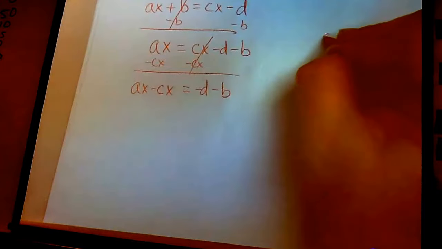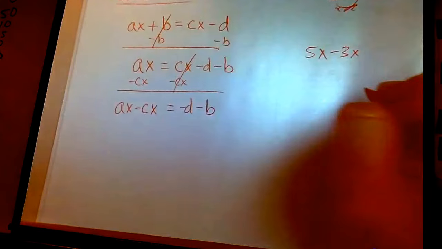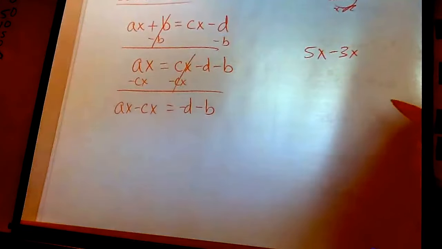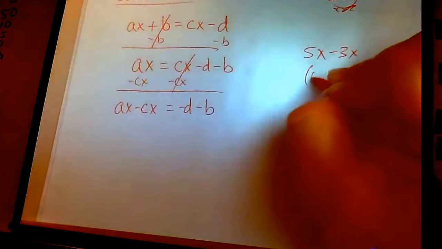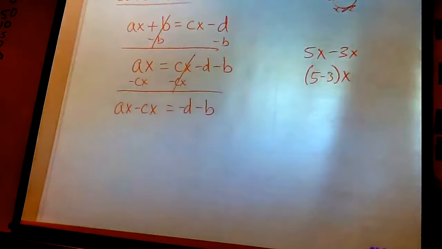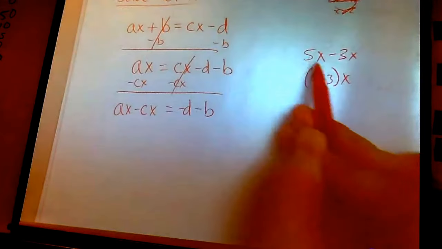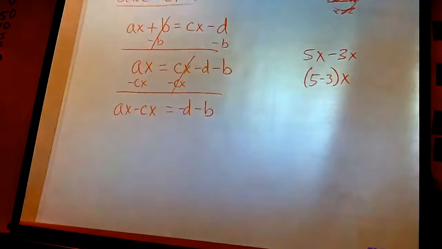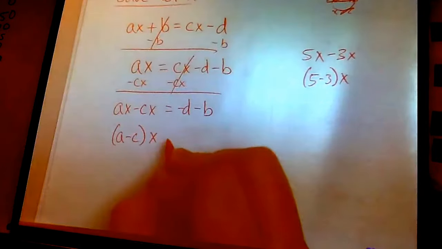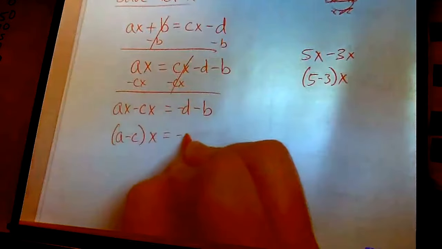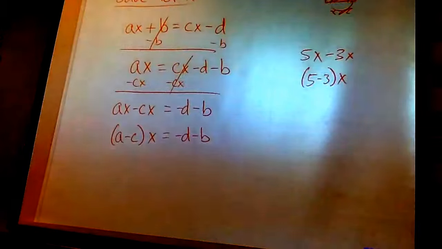Here, this might be an easier way of thinking about it. Let's say I have 5x minus 3x. What does that result in? 2x. Couldn't I write it like this? 5 minus 3 times x. Yeah. Isn't that basically what you're doing? You're minusing the front numbers, and then you're just putting it in front of the x. So you could do a minus c, times x. There is another way of thinking about it, but how's that feel?